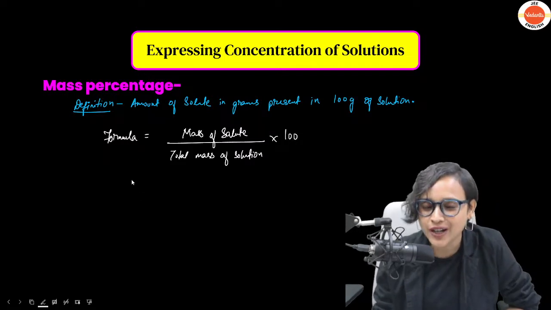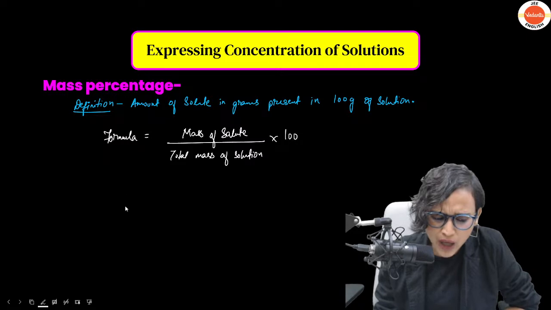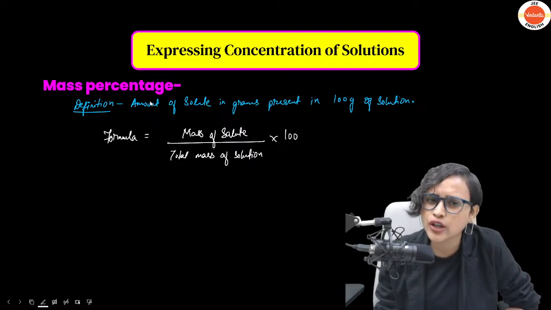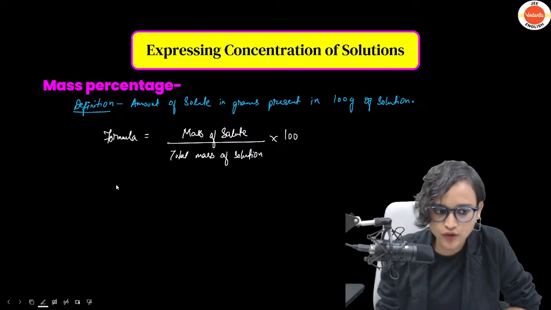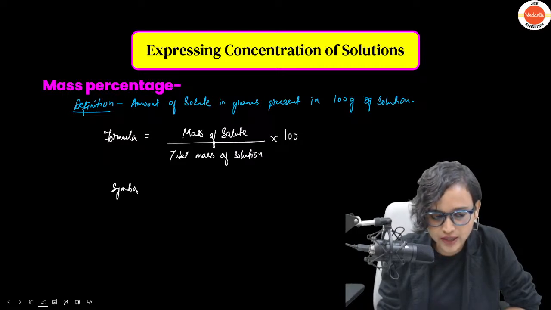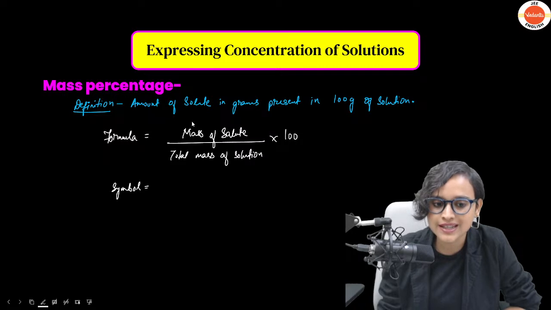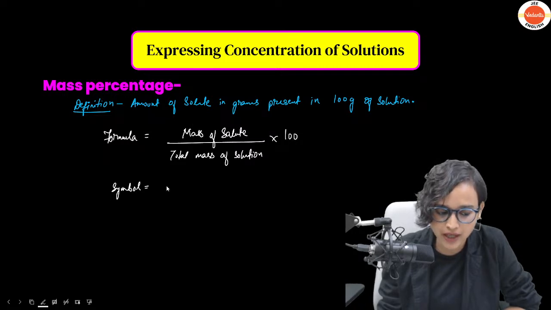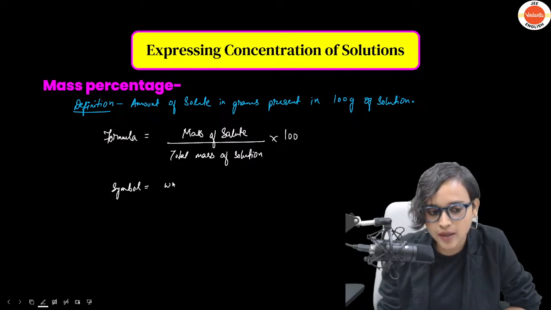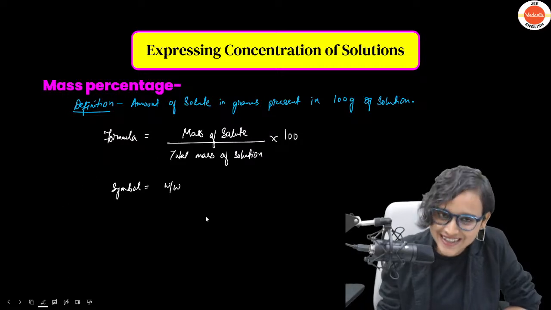Now, many a times, how would you understand that we're talking about mass percentage? So, there is a symbol, obviously, right? What is the symbol? See, both of them are talking about mass by mass. So, can I just write W by W? That is the symbol.